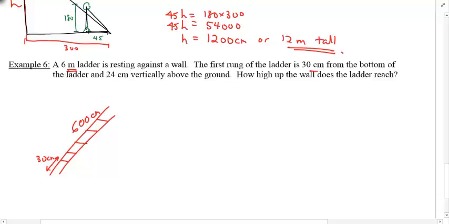And it's 24 centimeters vertically above the ground. So if I were to go from the first rung of the ladder and just draw a vertical, this is 24 centimeters. How high up the wall does the ladder reach? So I'm asking you this. How high, what's the height of the ladder? If this, of course, here is the ground.